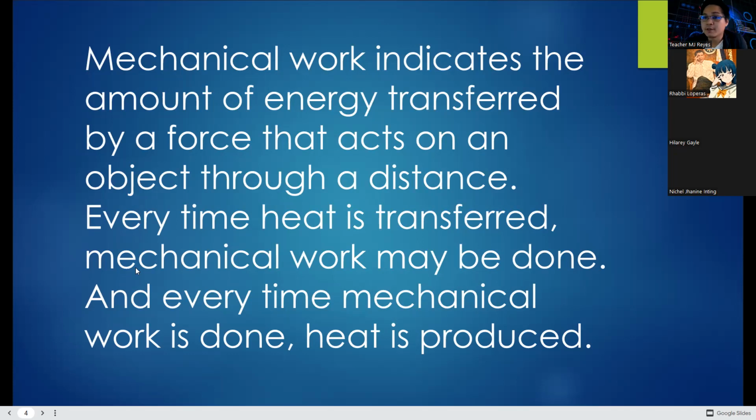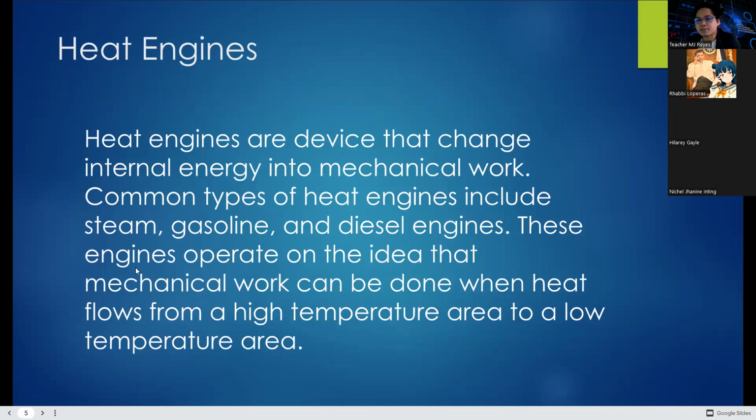So they are directly proportional. When there is mechanical work, there is heat. When there is heat, there is mechanical work. Okay, heat engines. They were used in old times, and even now we have thermal engines. They work because there is heat. In the absence of heat, they cannot perform their job.